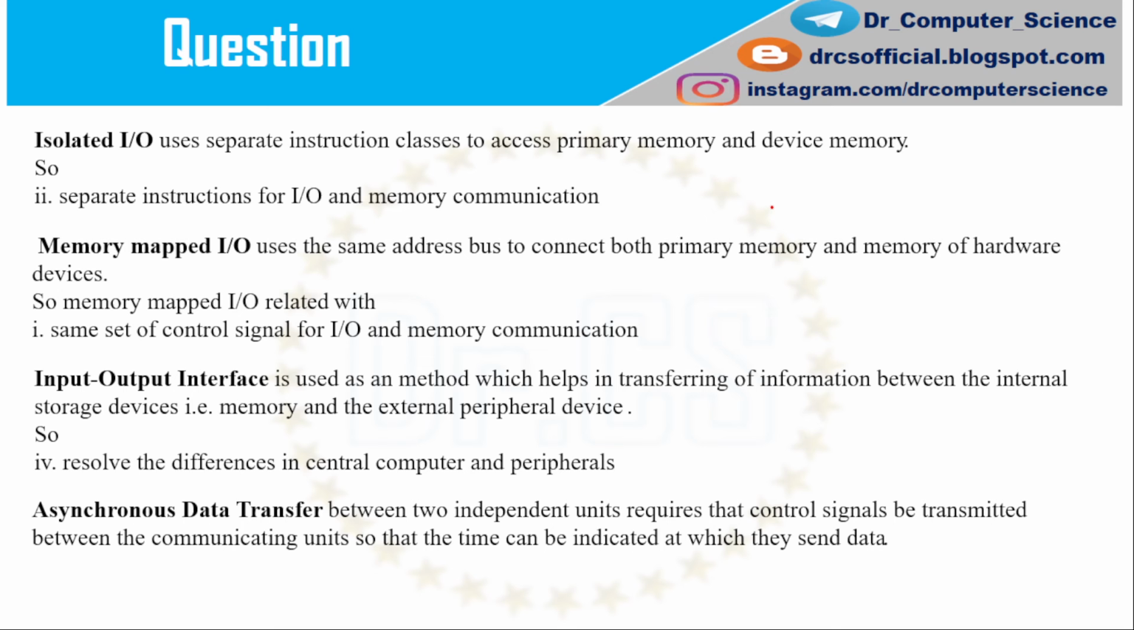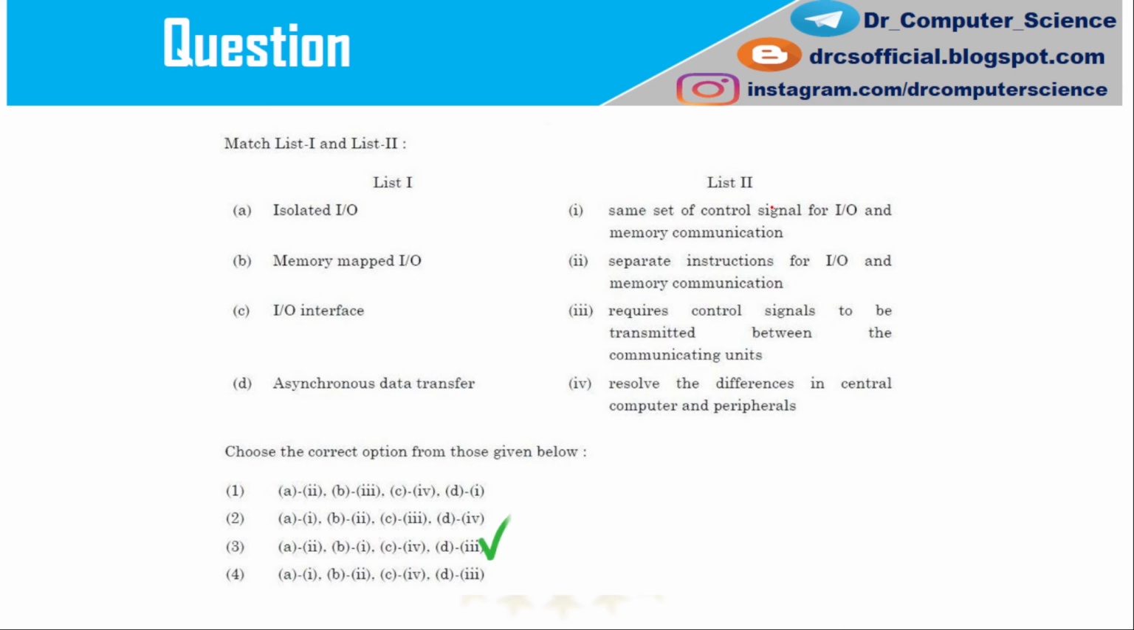And last, asynchronous data transfer between two independent units requires control signals to be transmitted between the communicating units so that the time can be indicated at which they send data. So it requires control signals to be transmitted between the communicating units. So option 3 is the correct answer: A3, B1, C4 and D3.